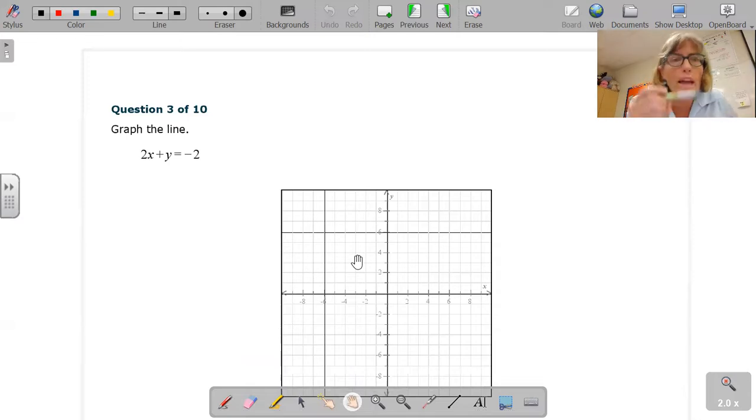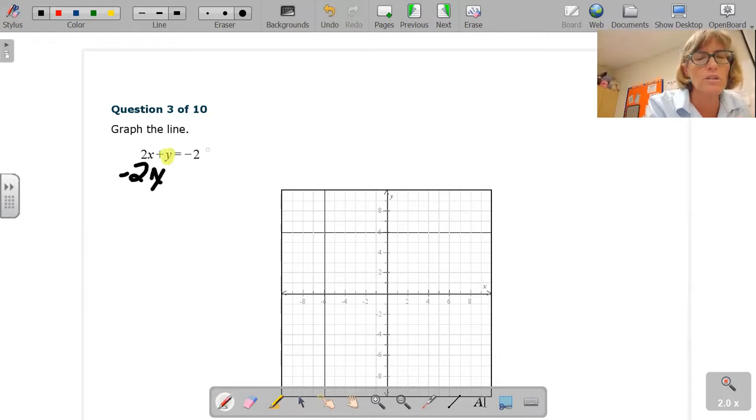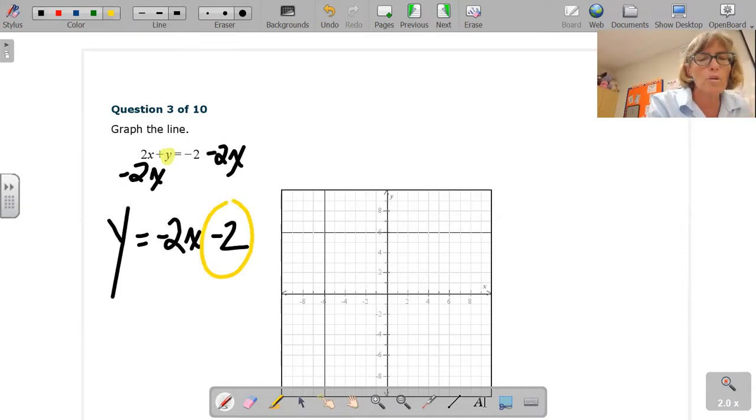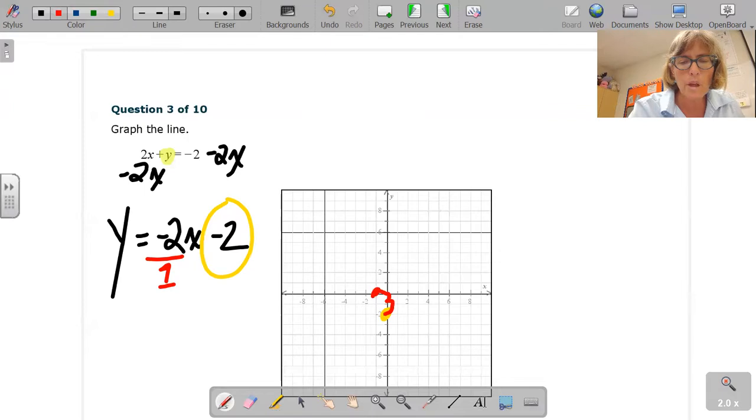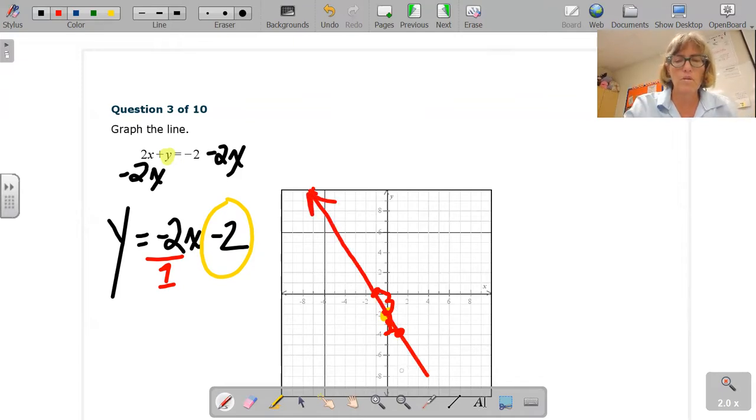Now, if it's not in y equals mx plus b, your job is to get y by itself. So in this case, it's -2x. Your intercept is -2. Your slope is going to be -2 over 1. Up 2 over 1, down 2 over 1. There's your line.